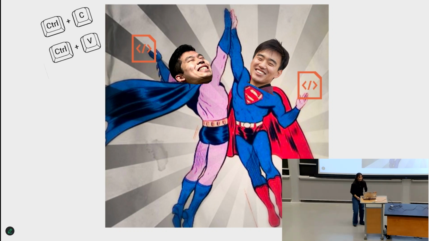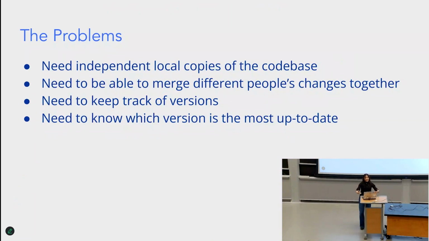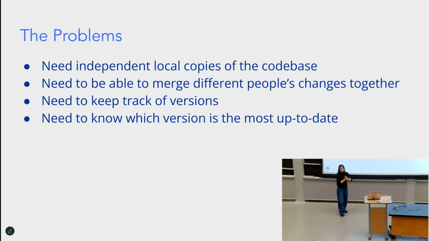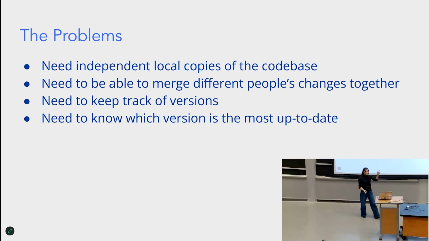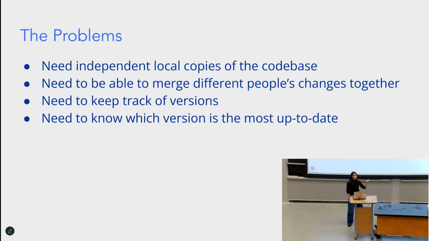But then I come in, and I'm like, hey guys, what are you doing? Can I join? Can I help you guys? And then I don't know what the heck is going on. So to summarize the problems that we just described, there's a few things that we need in order to collaborate on code. One, what makes this different from document editing is that we need independent local copies of the code base.